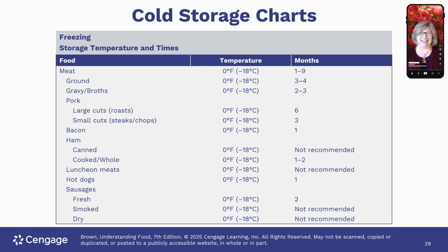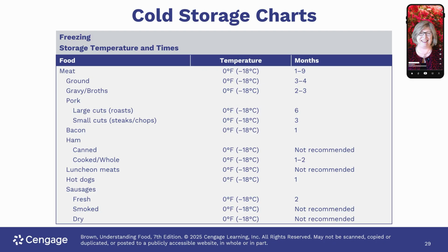Okay, let's move on to freezing. 0 degrees Fahrenheit or less. And notice here, these are in months. So ground beef, again, wouldn't be kept as long as types of cuts of meat that are not cut or ground. So large cuts like roast can last longer because there's not as much surface area, and they also haven't been processed as much with just cutting and having potential exposure to microorganisms.